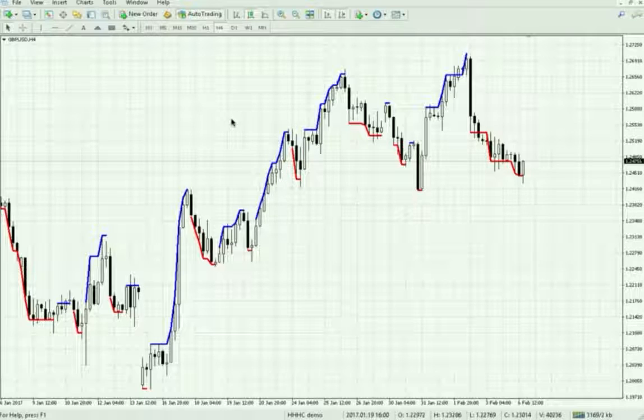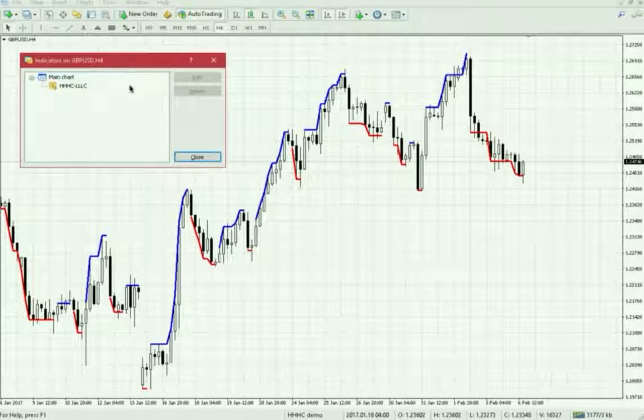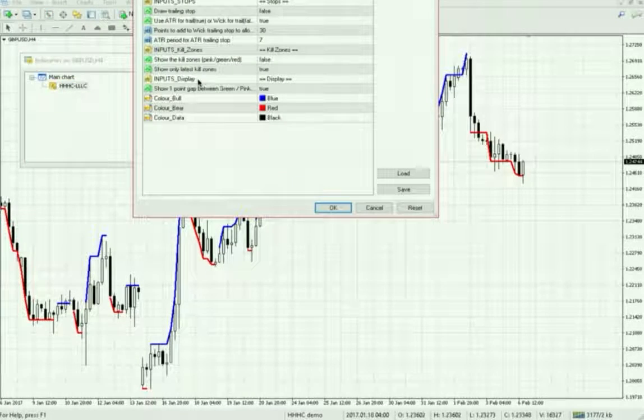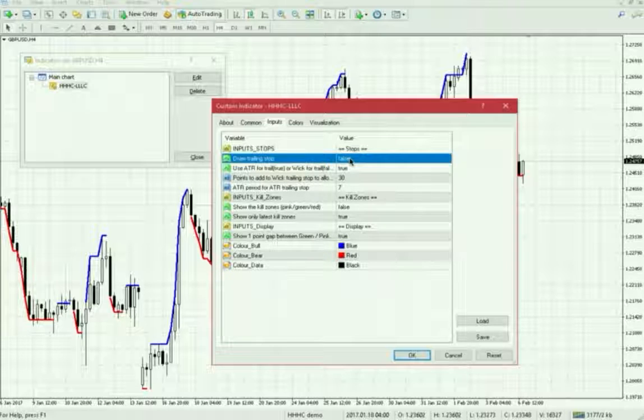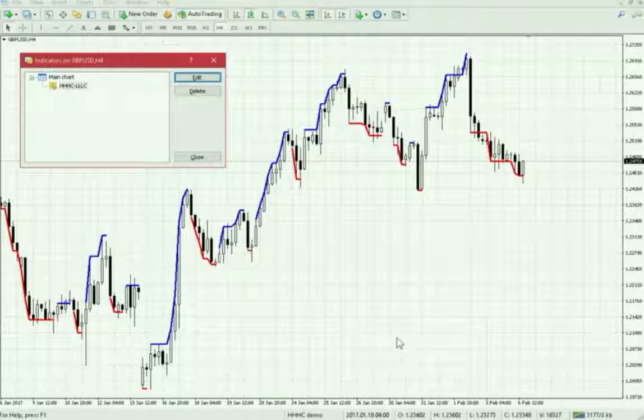With this system, I'm also able to turn on some extra features which I have built into the indicator. So my indicator has some parameters, and these include the ability to turn on the drawing of a trailing stop system. It also has, and we'll come back to this, kill zones, which are to do with trend continuation trades. But first of all, we'll just turn on the trailing stops.